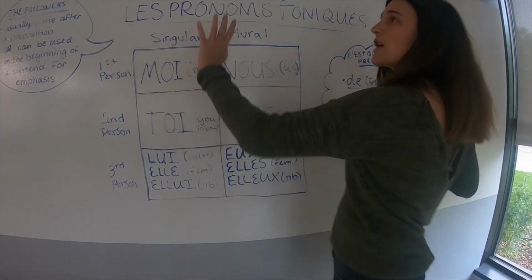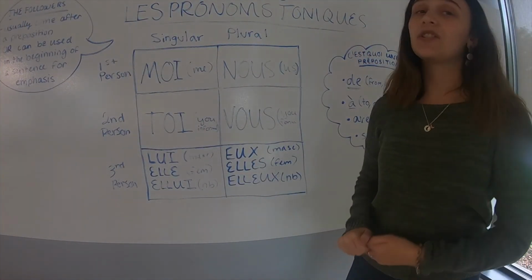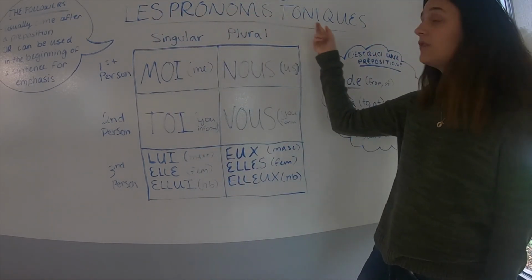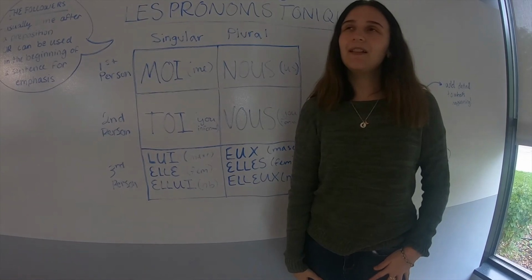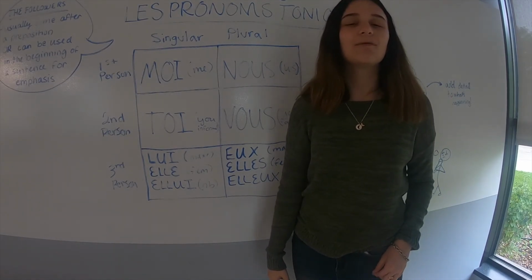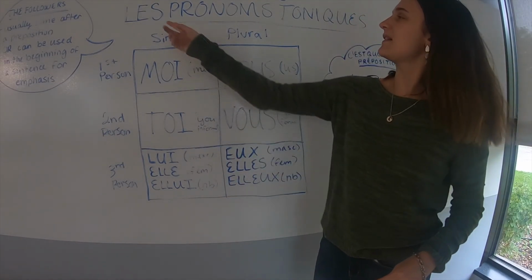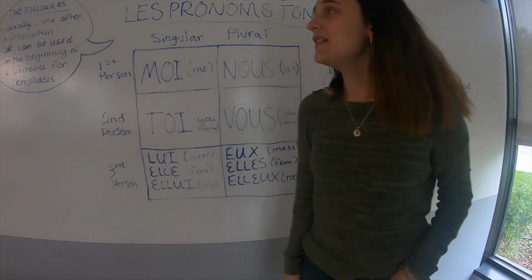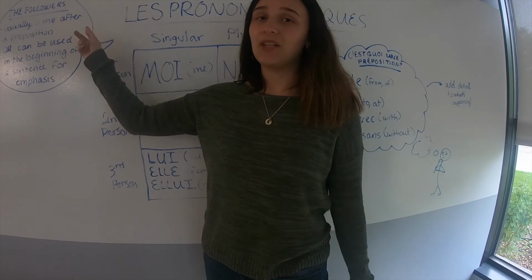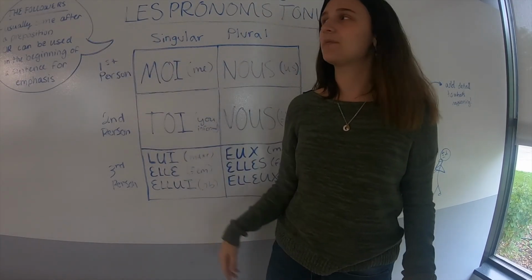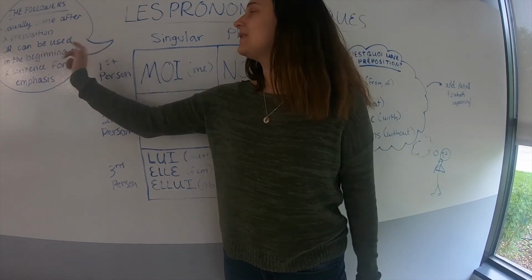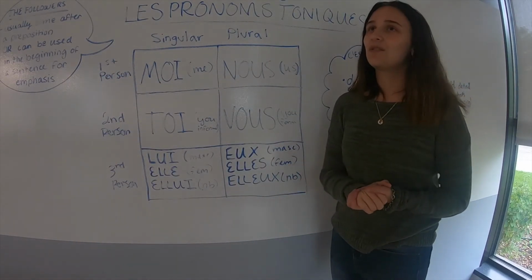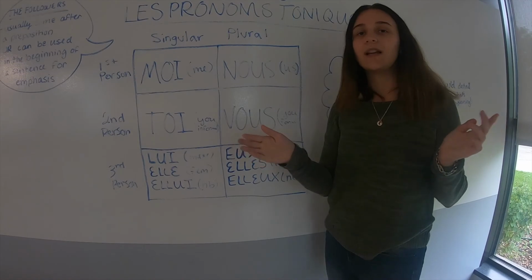So we got a lot of stuff going on here, but now we're gonna just focus on this little thing here. And these are called les pronoms toniques. So in English, I think they're called the disjunctive pronouns, but we're gonna refer to them as les pronoms toniques, or the followers, because these are the things that are used after a preposition, which we'll get to in a minute because that's really confusing. Or they can be used in the beginning of a sentence for emphasis. So I'll get to how they're used in a minute, but let's go over what each one is.